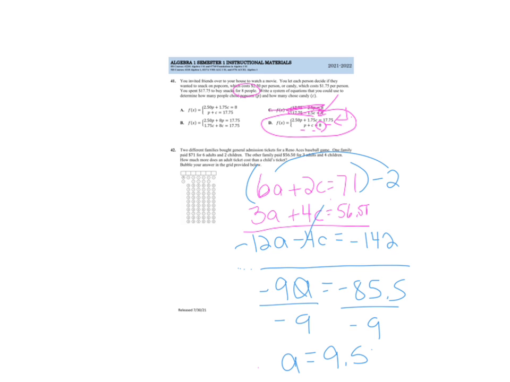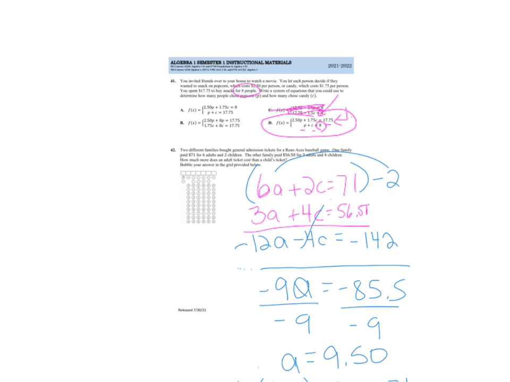I plug that back in, and I know that's 6 adult tickets at $9.50 plus the 2 kids gave me $71. 6 times 9.5 is $57. Plus 2 kids is 71. I subtract 57, and I get 2c equals 14. So a kid's ticket must be $7.